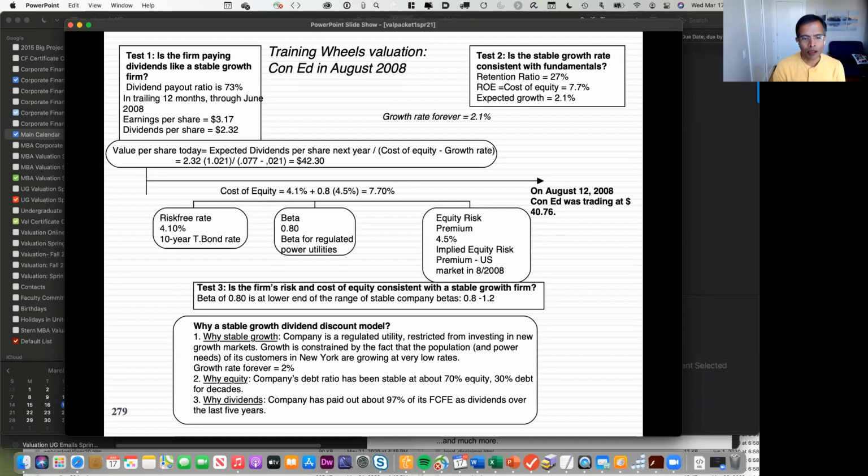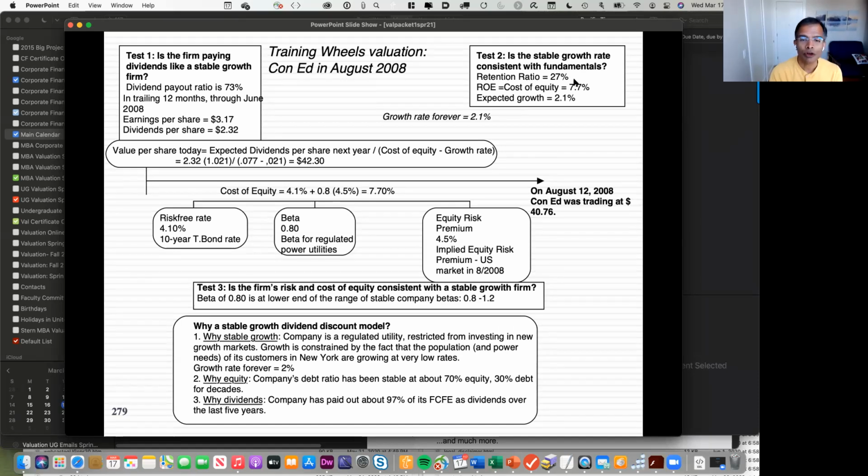So one of the things I wanted to do is check to see whether I could use a stable growth model to value Con Ed. And I checked three things. First, I checked to see whether they were paying dividends like a mature company. What do mature companies do? They pay a high percentage of their earnings as dividends. And you know what? Con Ed fit the bill. They were paying 73% of their earnings as dividends.